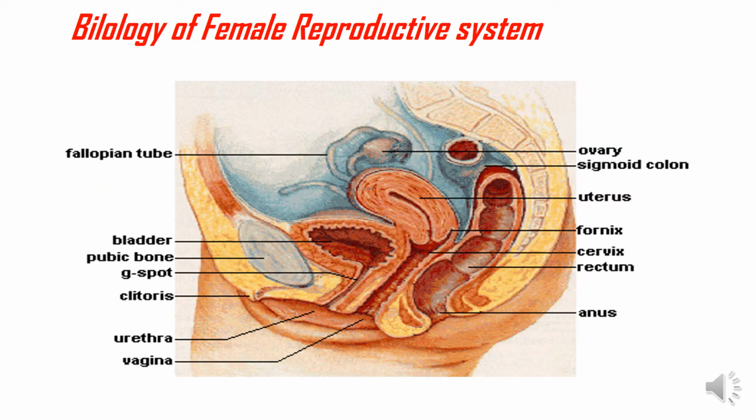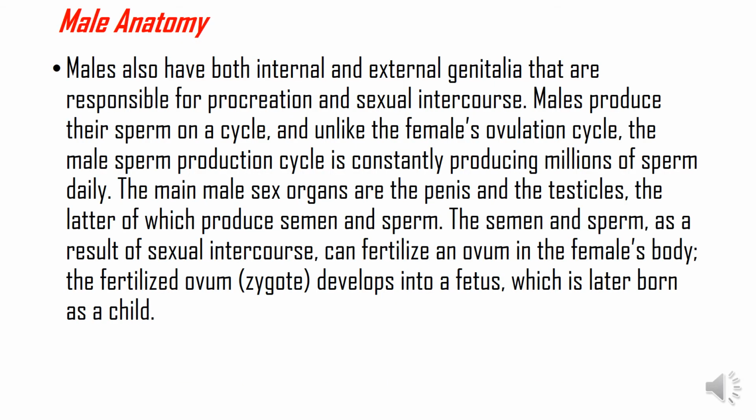A biological female reproductive system. We have here a demonstration showing our drawing. We have the parts of the female reproductive system: the ovary, sigmoid colon, uterus, fornix, cervix, rectum, and anus. On the other side, fallopian tube, bladder, pubic bone, G-spot, clitoris, urethra, and vagina. Those are for the female.